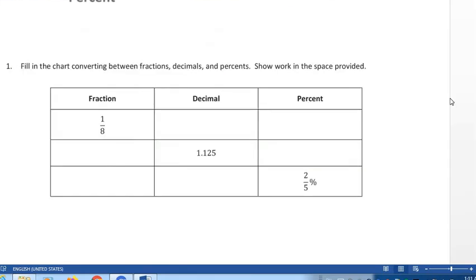Okay, welcome back, dear students. Now we're going to learn how to convert fractions, decimals, and percents. Fill in the chart converting between fractions, decimals, and percents. Show your work in the space provided. Sometimes he gives me the fraction, other times the decimal, and other times the percent, and wants me to convert from percent to decimal, from decimal to fraction, and so on. Let's see how we can solve this.